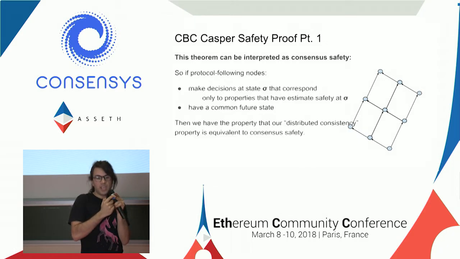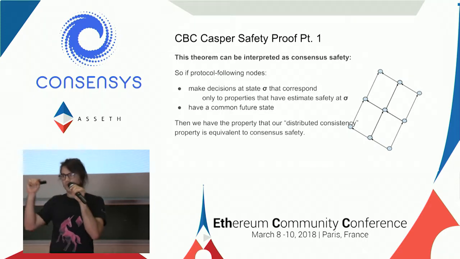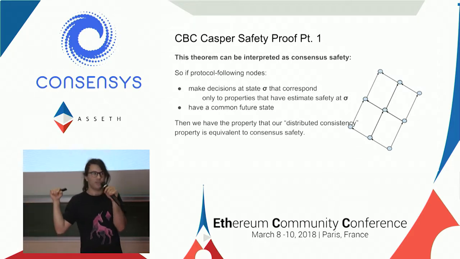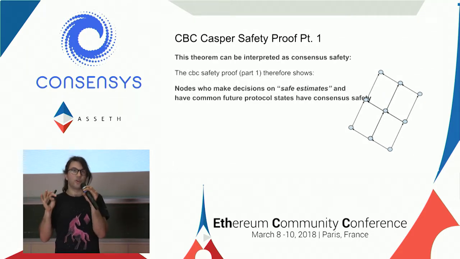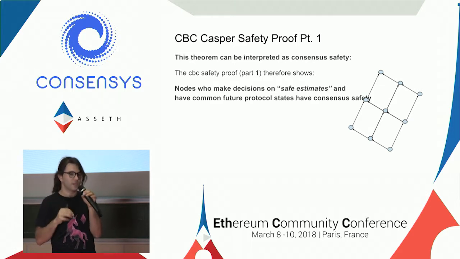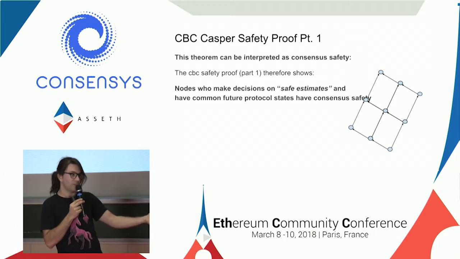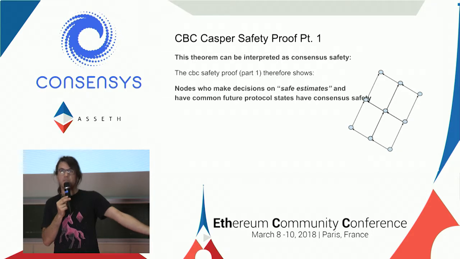And if you do this, and if nodes have a common future state, then this distributed safety property is the same as consensus safety. If two protocol states have a common future state, that means that two nodes at those states who only make decisions on safe estimates have consensus safety. And that's essentially the key result and the point of part one. So nodes who only make decisions on safe estimates, or that are entailed by safe estimates, and who have a common future protocol state have consensus safety.